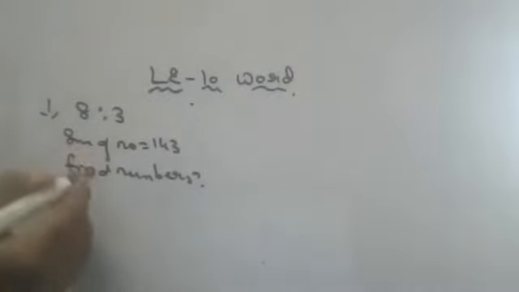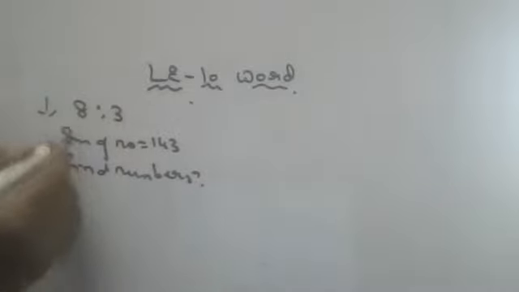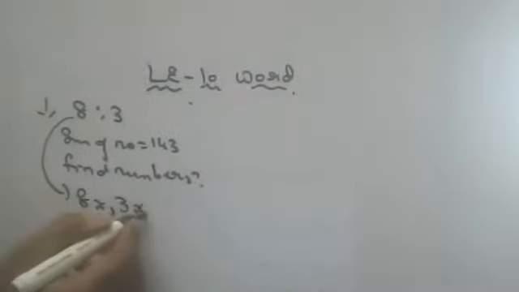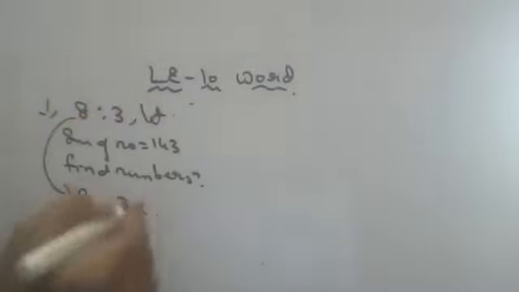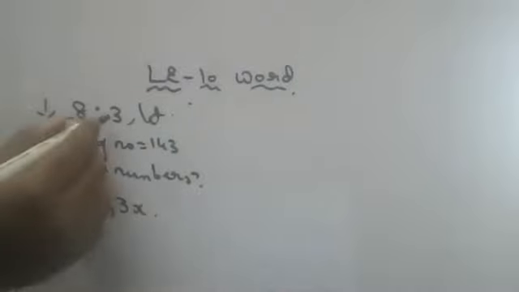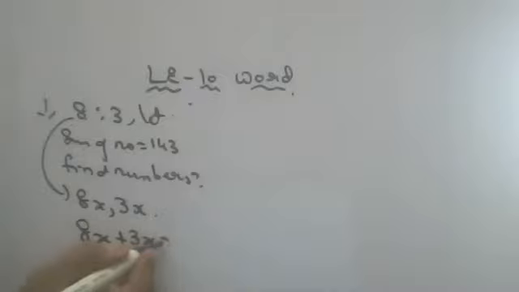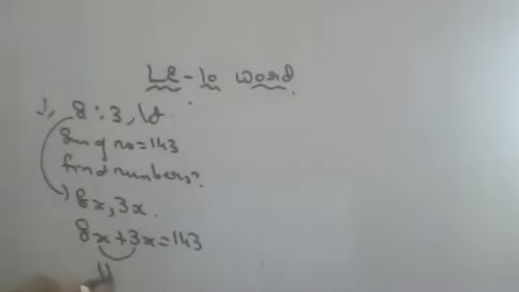So two numbers in the ratio of 8:3 means we can write the two numbers as 8x and 3x. Let the ratio be x. So two numbers we can write as 8x and 3x, children. And he said that the sum of these two numbers is 143. 8 plus 3 is 11x, children. 11x is equal to 143.